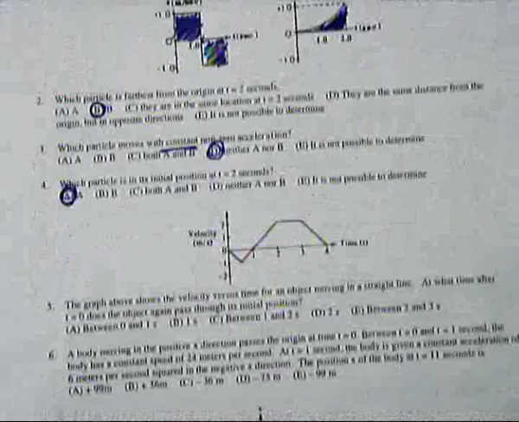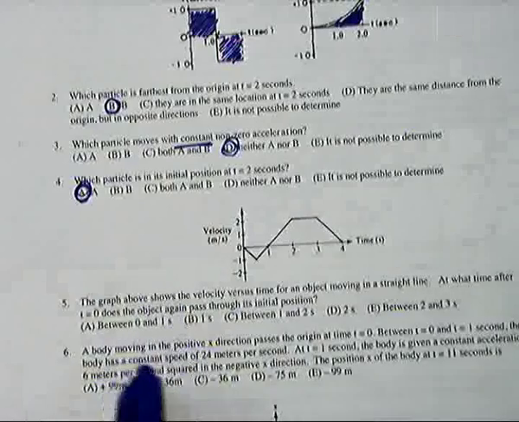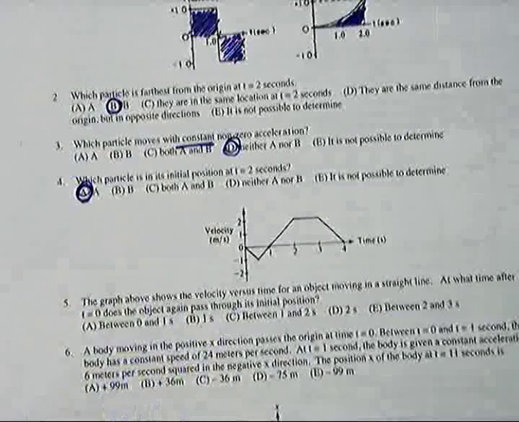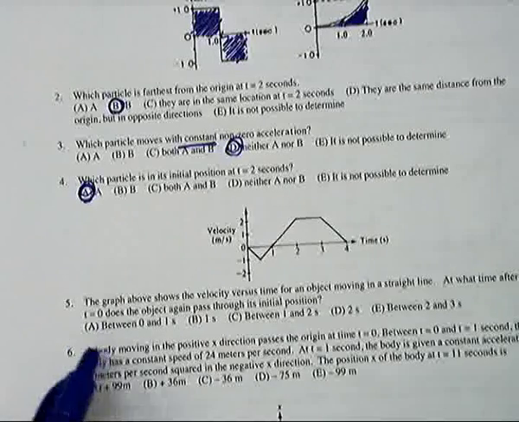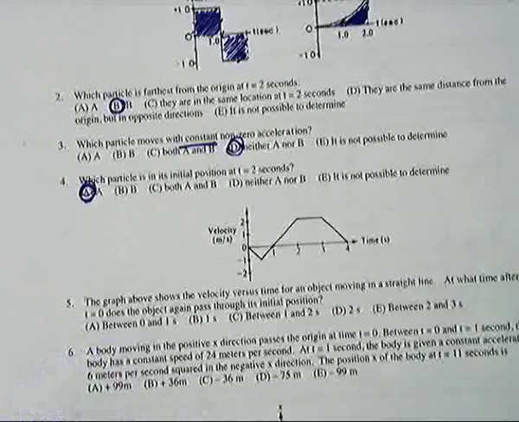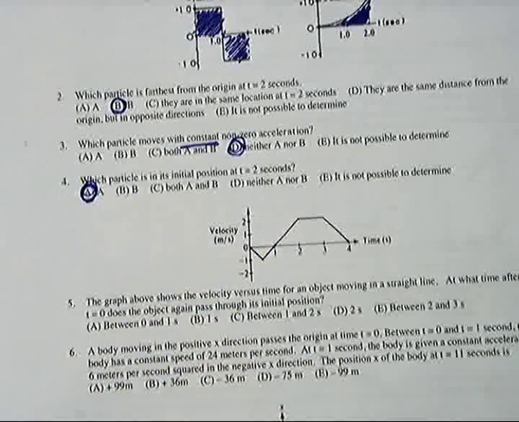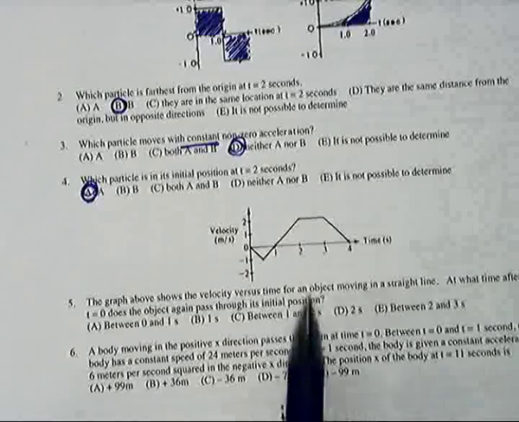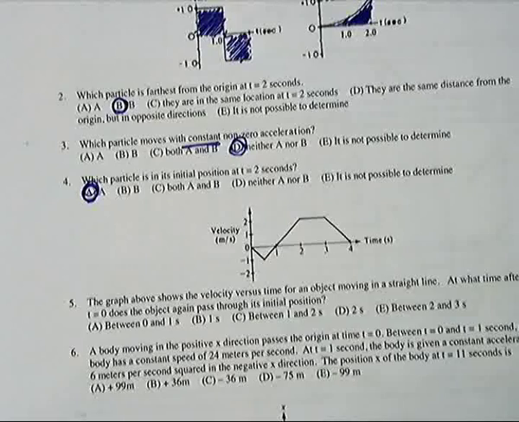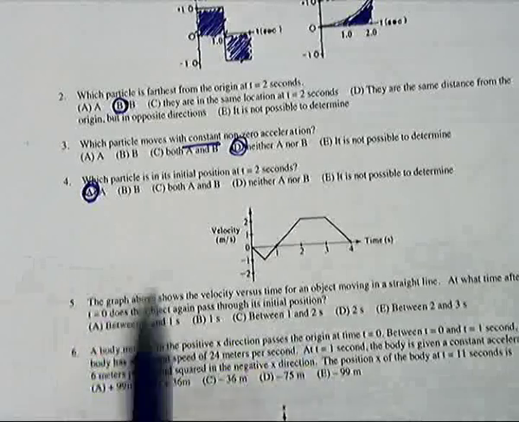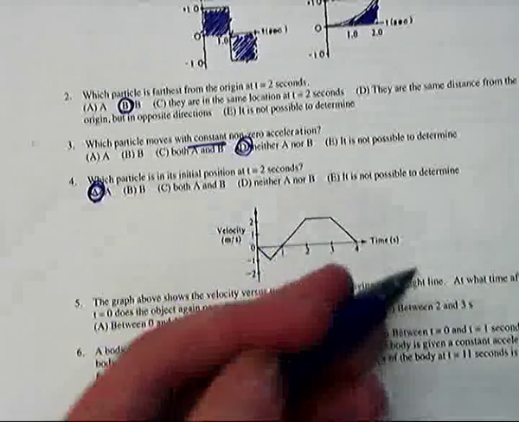Alright, so question number 5, different graph, but they're almost asking the same thing. The graph above shows the velocity versus time for an object moving in a straight line. At what time after t equals 0 does the object again pass through its initial position? Because this is a velocity versus time graph, the answer is not just when it crosses our x-axis. If this were a distance versus time graph, then it'd be going back to its starting position. But that's not the case. This is velocity versus time.